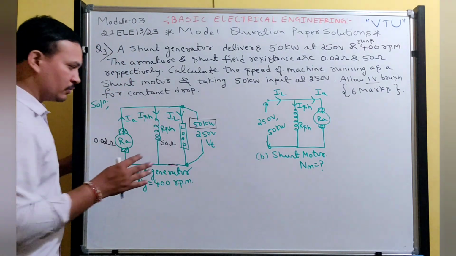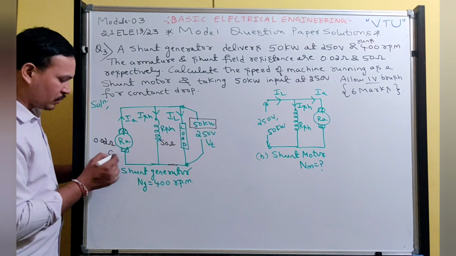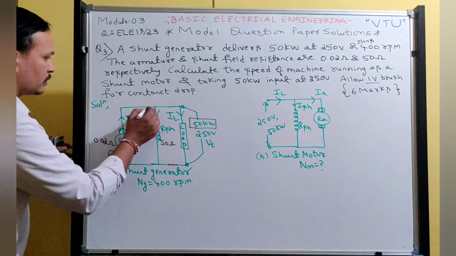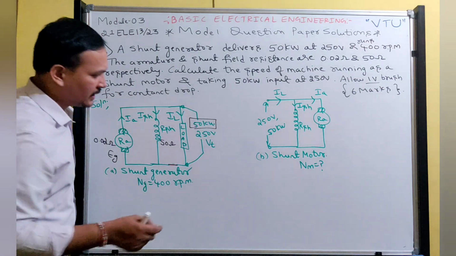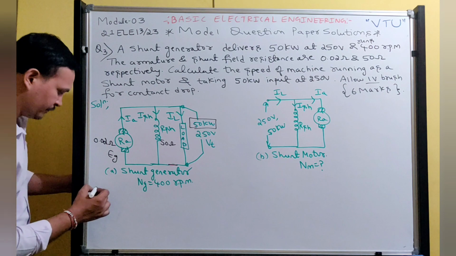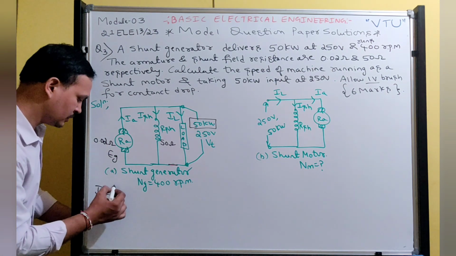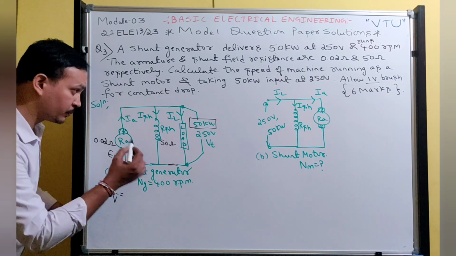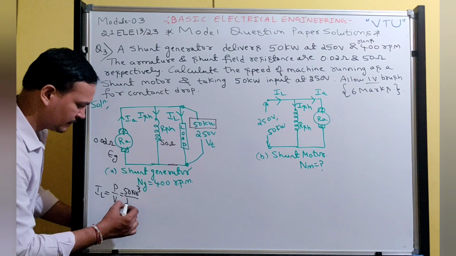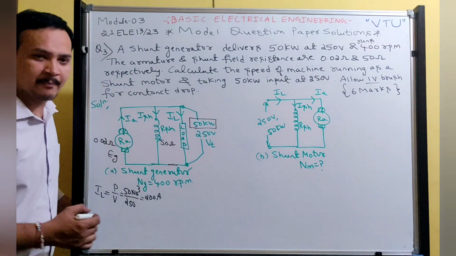First, find how much voltage is generated in the machine when it works as a generator. So now find the load current. They gave output voltage and output power. Using this data, find load current. Current is power by V. Output power is 50 kilowatt, 50 into 10 power 3, and voltage is 250. Do it in your calculator. You will get 200 ampere.